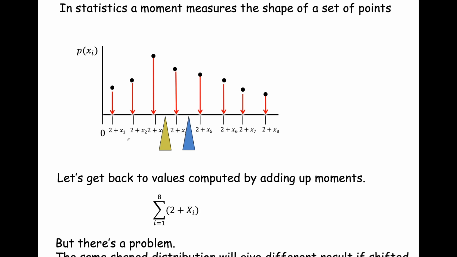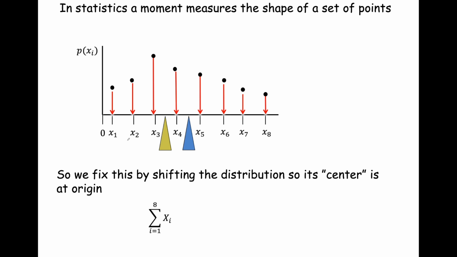Now, of course, if we shift or add a scalar to these, now we're going to get a different value. So if we shift the distribution 2 units to the right, we get an entirely different value for the sum, and that means the moment changes based on these values. And so that means our measurement of the shape of the distribution is going to be off when we have this shift. And so how do we fix this? We want to place the center of this distribution in a standard way. We place it at origin.